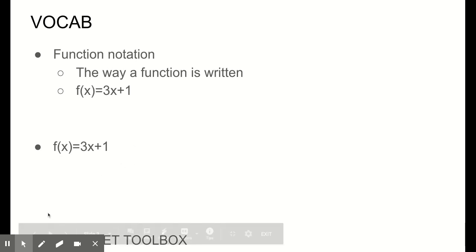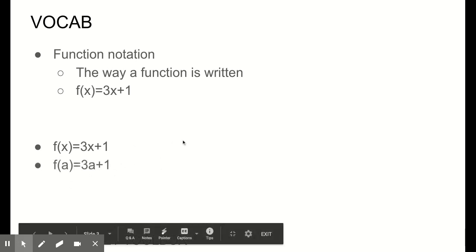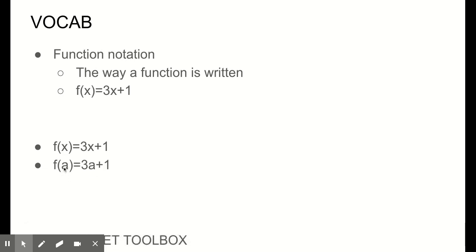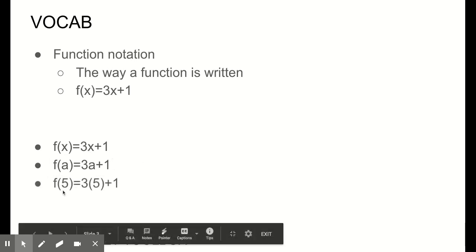We could replace the x with a different variable. We could say f of a is equal to 3a plus 1. So again, wherever there's an x, we would then replace that with an a. And again, f of 5 would be equal to 3 times 5 plus 1.